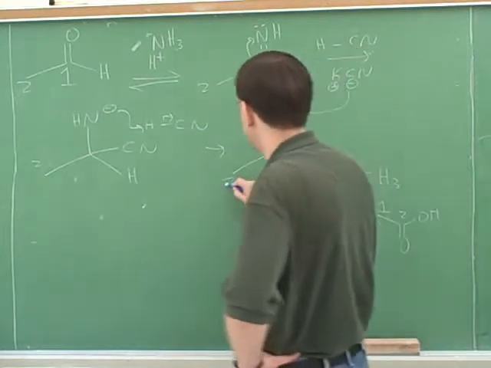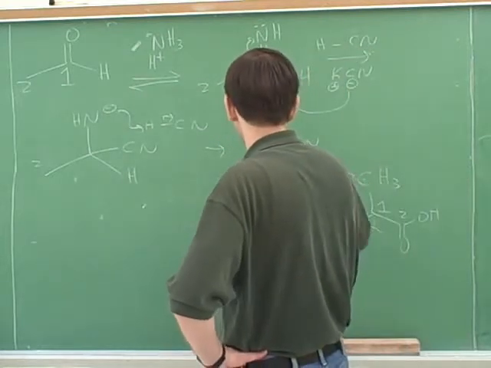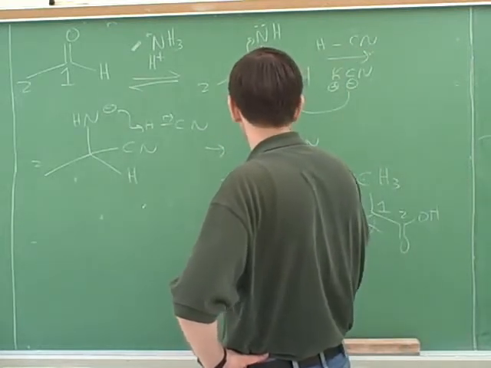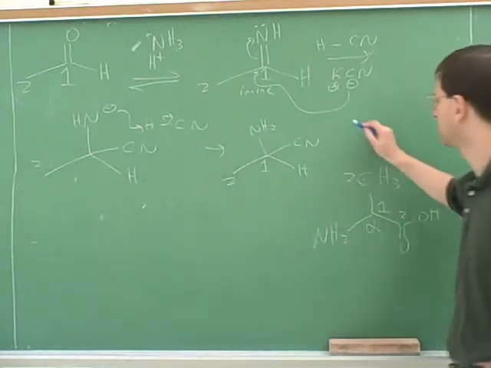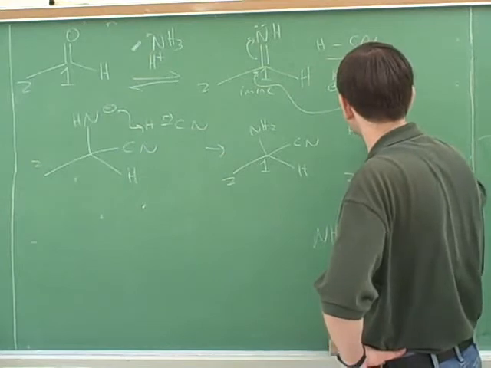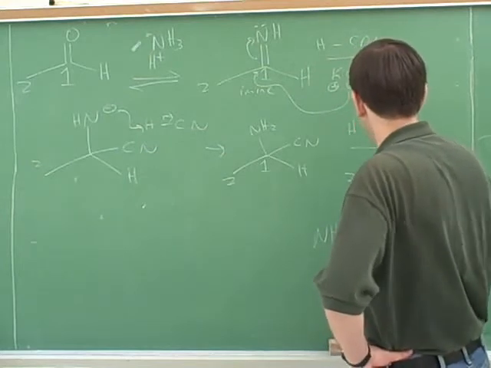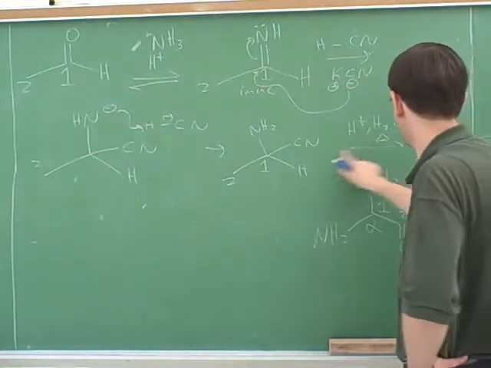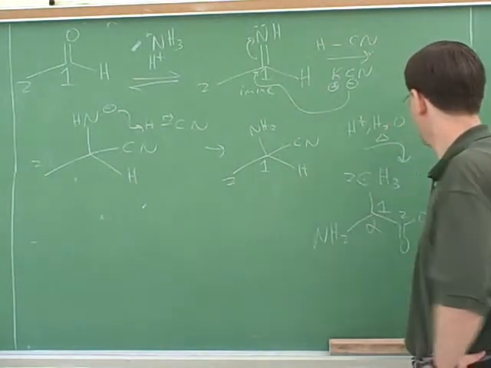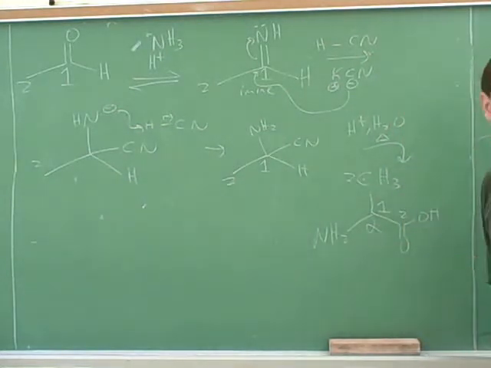And now putting in our numbers, here's the number 2 side chain, here's the number 1, which we want to form the alpha carbon, here's our amino group. So what's the last thing we have to do? H plus, H2O, heat. And what does that do? We've just seen that that hydrolyzes the cyanide group. So that would take us to here, and that's the Strecker synthesis.